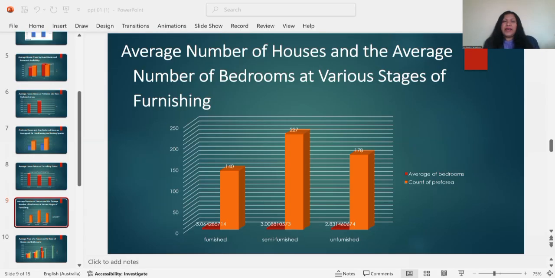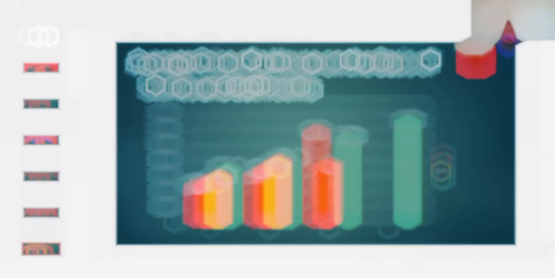This chart, average number of houses and the average number of bedrooms at various stages of furnishing, shows that semi-furnished properties are the most common in the data set. It also reveals a positive correlation between furnishing status and the average number of bedrooms, with furnished properties having the highest average of 3.606, followed by semi-furnished at 3.01 and unfurnished at 2.83.